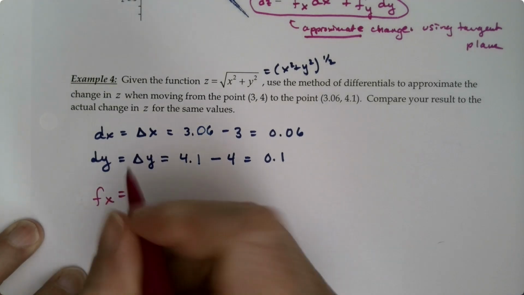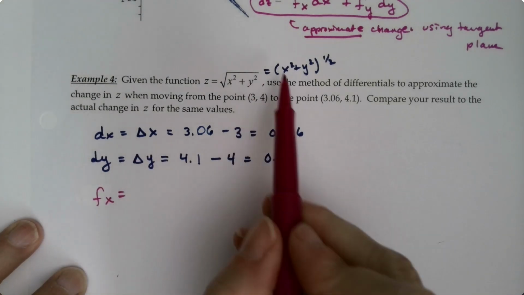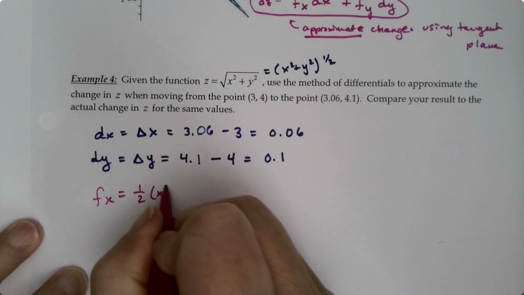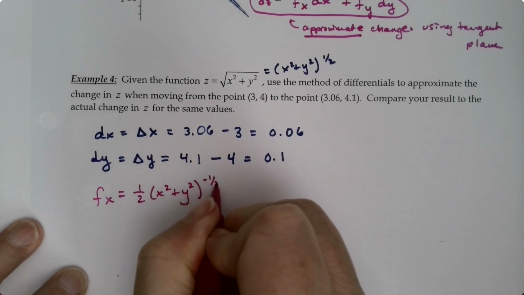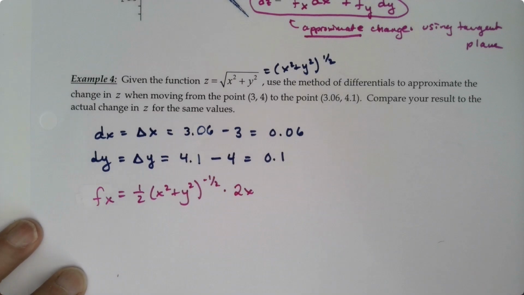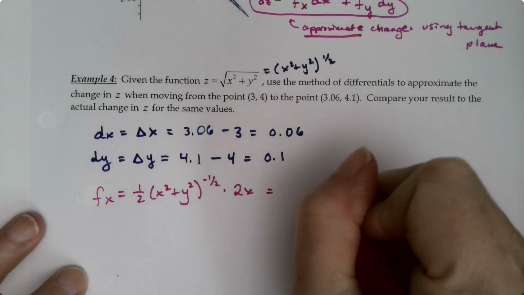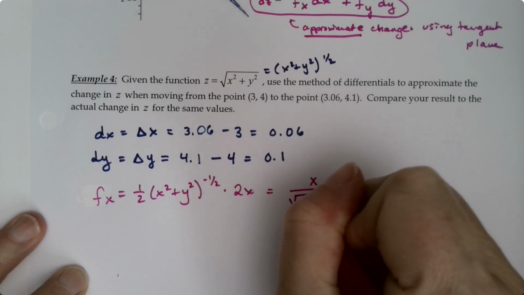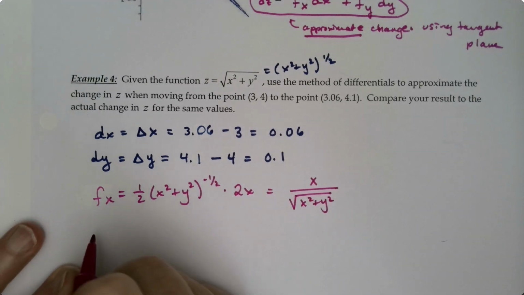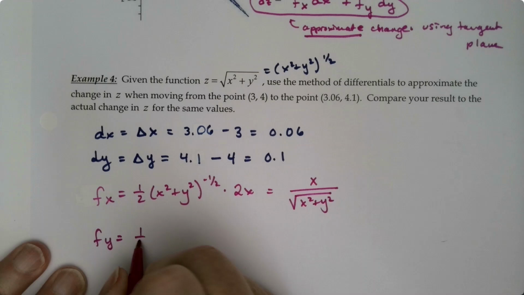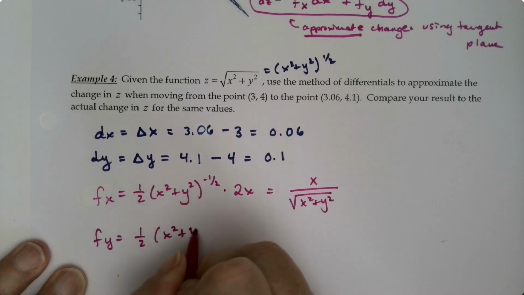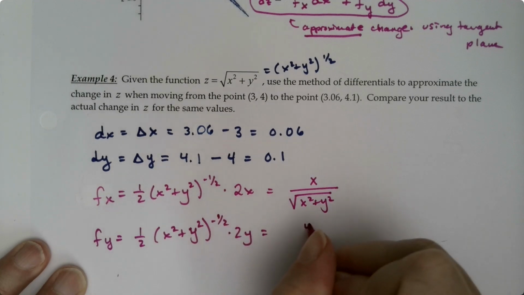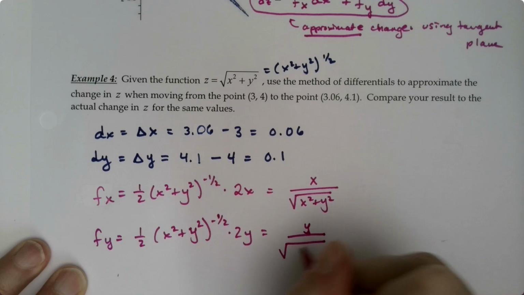There we go. Okay, so f sub x is the derivative of this with respect to x. So we would bring the 1/2 down, x squared plus y squared to the negative 1/2 times the derivative of the interior, 2x. We've seen this in previous problems. This is x over the square root of x squared plus y squared. And then f sub y will be the same thing, except it'll be 2y in the back. So it'll be y over the square root of x squared plus y squared.